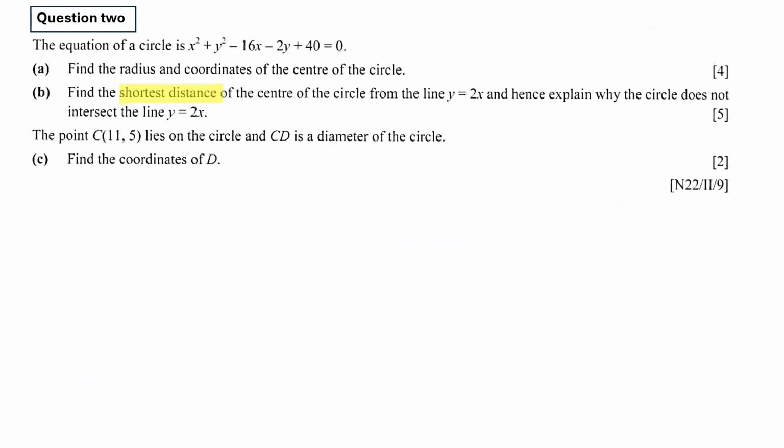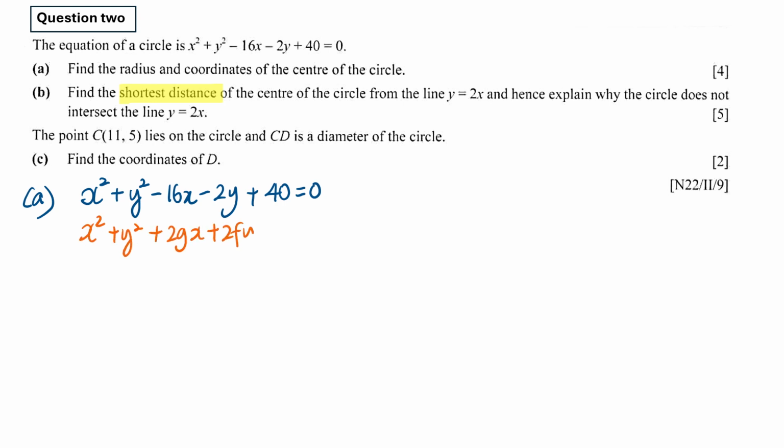Let's look at question 2. Question 2, we're given the equation of the circle to be x squared plus y squared minus 16x minus 2y plus 40 equals 0. There are 3 parts to the question. First part requires us to find the radius and coordinates of the center of the circle. Let's write down the general form, which is x squared plus y squared plus 2gx plus 2fy plus c equals 0. Let's do a comparison.